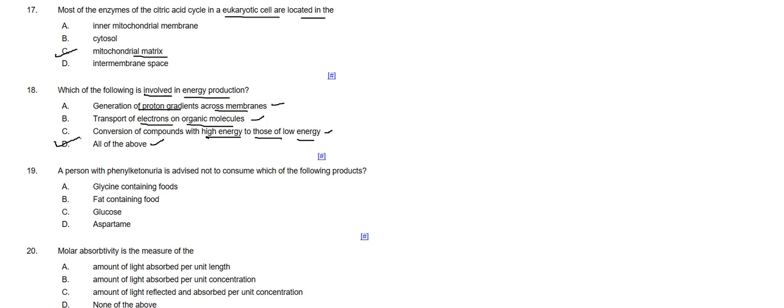Number 19, a person with phenylketonuria is advised not to consume which one of the following products. So this is a question which is repeated and this is an important one. They are advised not to take aspartame in their diet. Okay. Next is molar absorptivity. Absorptivity is a measure of the. So we already discussed, this is also a repeat question. It is the amount of light absorbed per unit of concentration. Okay. This is the correct answer.